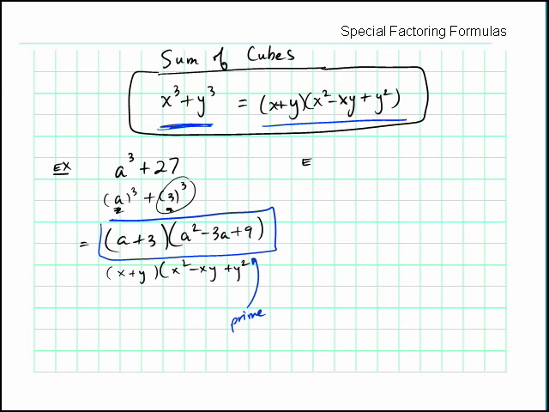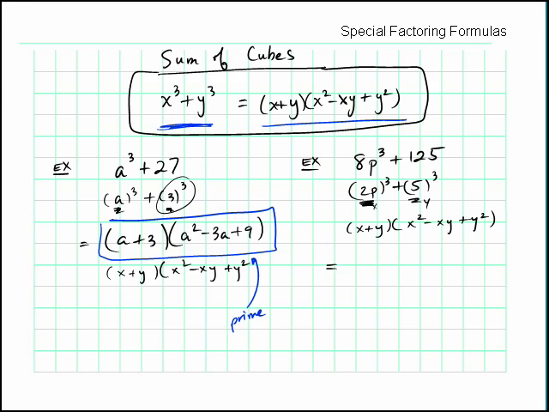Here's another one. 8p cubed plus 125. All right, now this is a sum of cubes because I can write it as 2p quantity cubed plus 5 cubed. And so the 2p will replace the x in the pattern, and the 5 will replace the y in the pattern. Let me write the pattern out for you here. So this is my x here, and that's going to be my y right there. So x plus y here will be 2p plus 5.